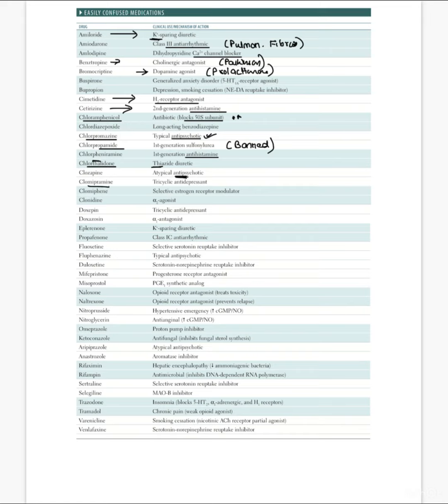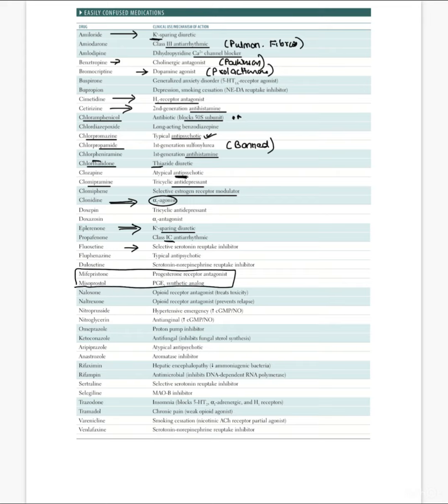Clozapine, again an antipsychotic. Clomipramine, again an antidepressant. Clomiphene, guys, that is a drug used in ovulation induction, that is a selective estrogen receptor modulator. Clonidine, guys, used as an alpha 2 agonist drug. Then we have, guys, eplerenone, again a potassium sparing diuretic, eplerenone, amiloride, guys. And propafenone, guys, that is a class 1C antiarrhythmic. Then fluoxetine, a selective serotonin reuptake inhibitor, guys.